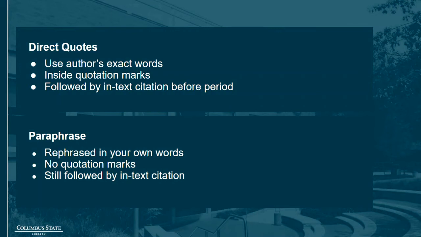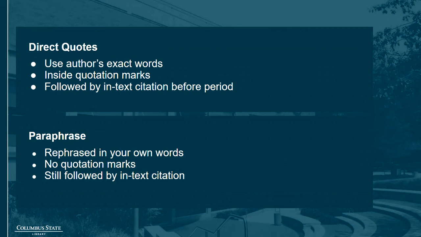Supporting information from outside sources can be brought into your paper in one of two ways. You can directly quote from another author by using their exact words, or you can paraphrase by putting the information in your own words. Either way, proper credit must be given. Direct quotes are easy to use because they use the author's exact words. When incorporating a direct quote into your writing, always surround the quote with quotation marks to indicate which part of the sentence comes from an outside source. Then follow the quote with an in-text citation.